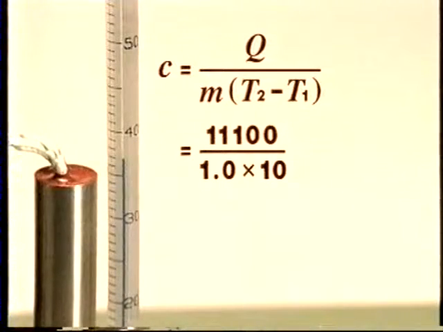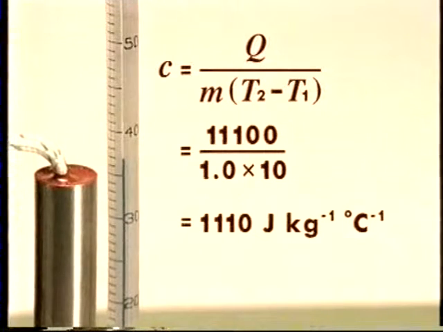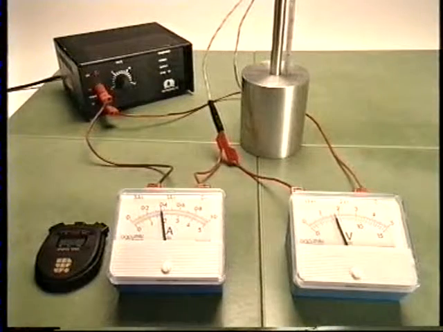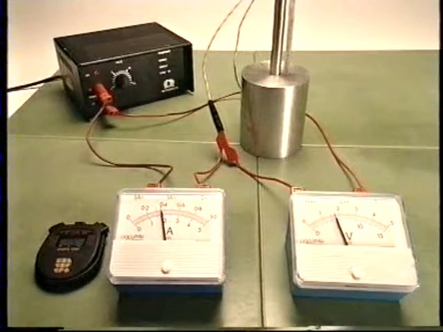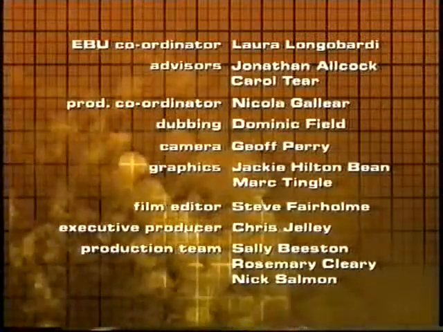Finally, substitute this value into the heat equation, and our calculated specific heat capacity is 1,110. The units are joules per kilogram per degree Celsius. The actual value for the specific heat capacity of aluminium is 908. So our experimental value was quite close. Can you suggest causes of error and improvements to our experiment?